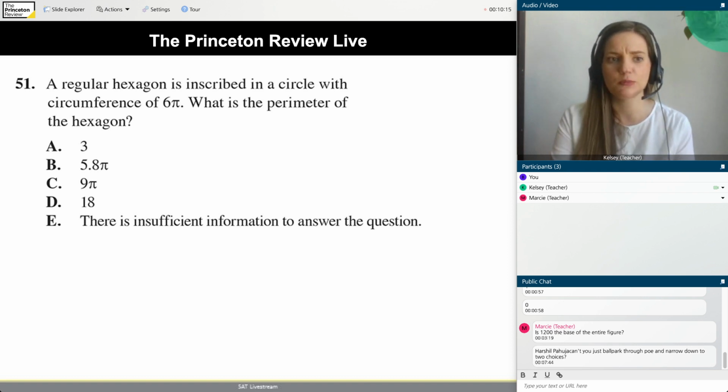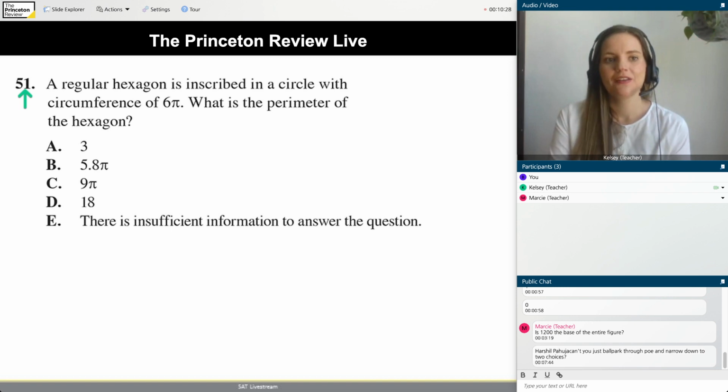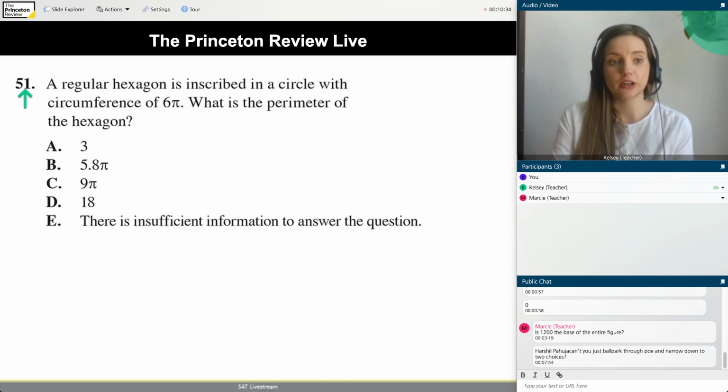So let's see how we might be able to do that with something like number 51. Again, this is getting closer to that number 60. So this would be a harder math problem according to the ACT, the people that write these tests. So we want to keep that in mind as we're working through here. This one reads, a regular hexagon is inscribed in a circle with a circumference of 6 pi. What is the perimeter of the hexagon?